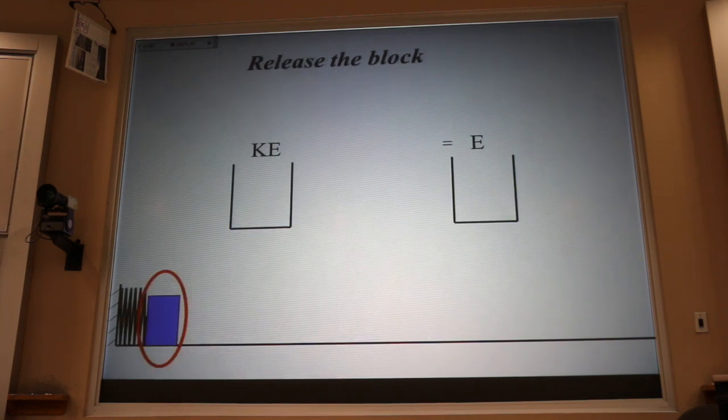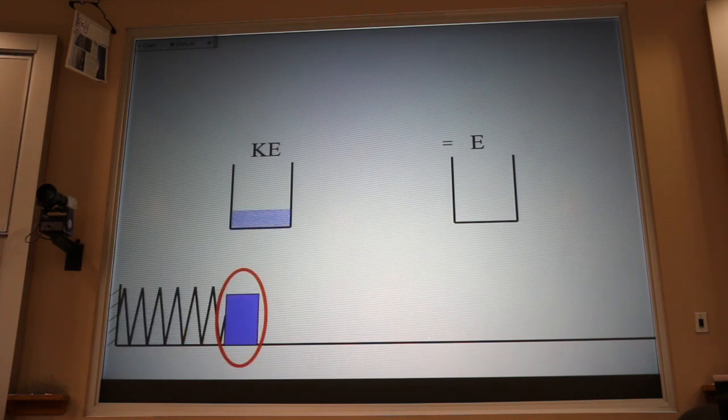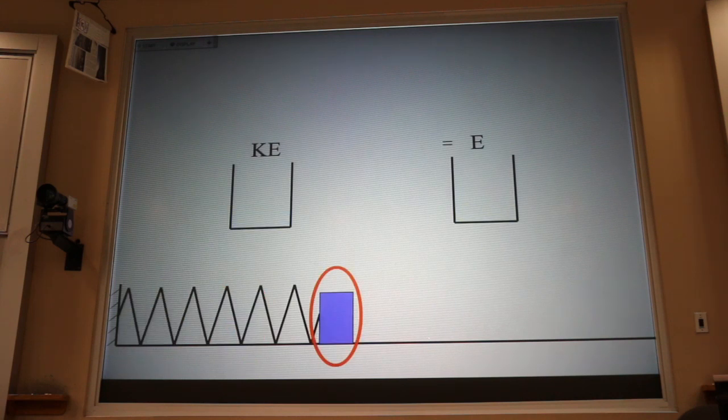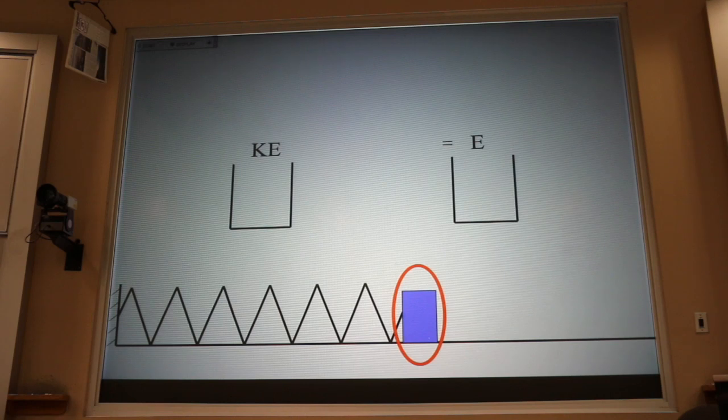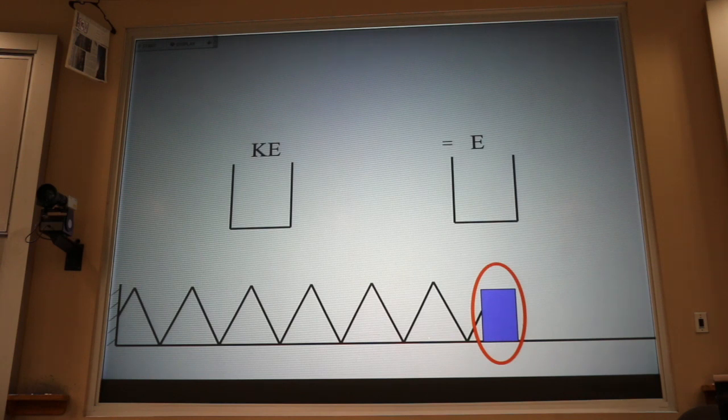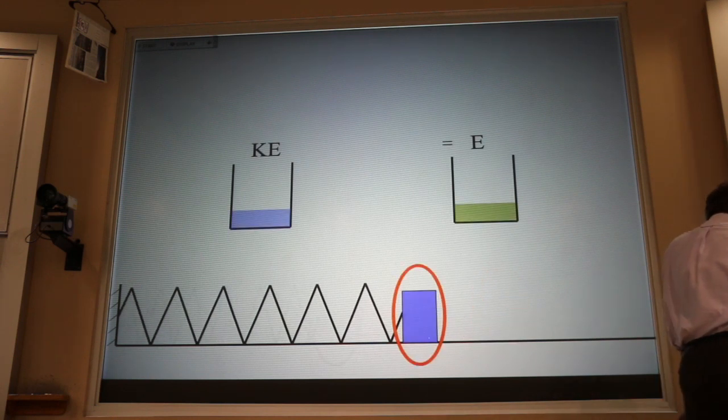When I release the block, when I take the hand away, there's no energy in my kinetic energy bucket. Then it gets started, I get some kinetic energy. Then it's going really fast when it gets to equilibrium. And then it goes past the equilibrium and it starts slowing down. The spring is now pulling back. And then it gets to a turnaround point. And this is what happens.